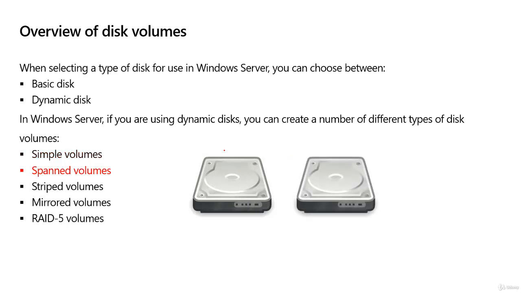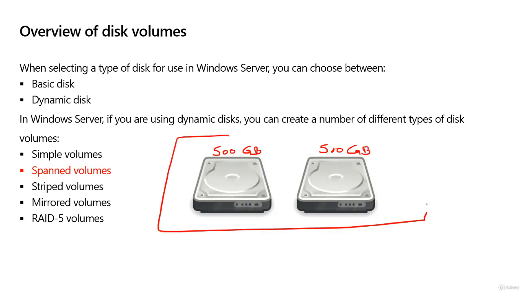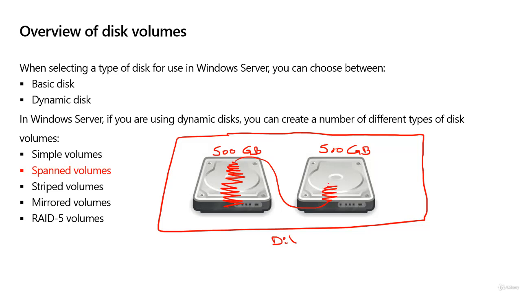If I wanted to take these disks, again, we'll say each one is 500 gigs. Now, they do not have to be the same size. That's not a requirement for Microsoft. But I can have these combined into a span volume. Now, the way a span volume works, let's say this is the D drive. A span volume will write to one disk only. When this disk is full, it then starts writing to this other disk.